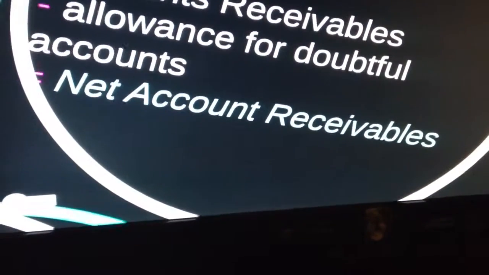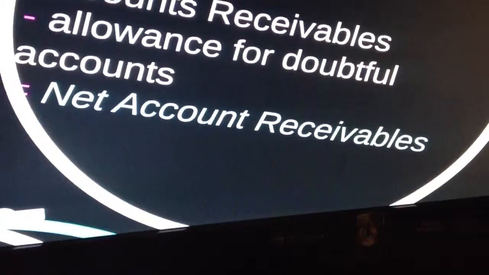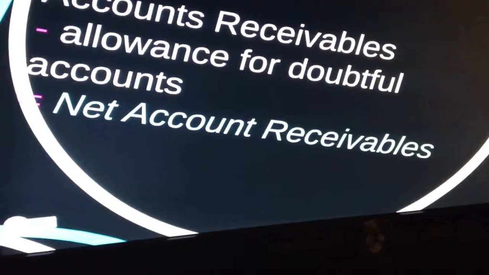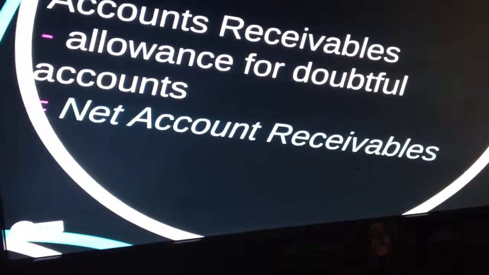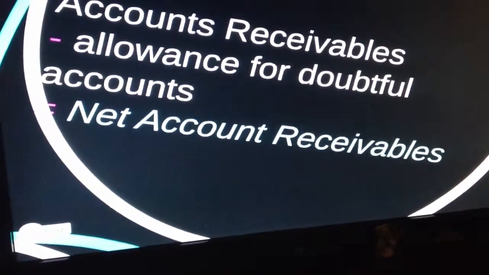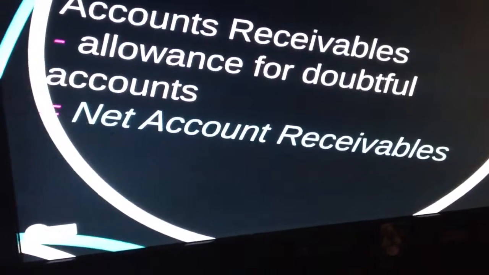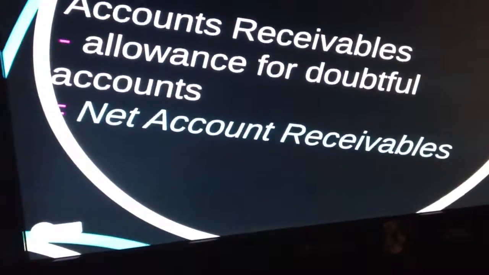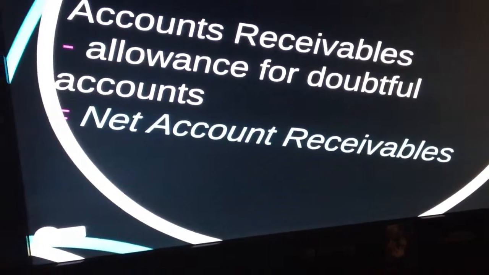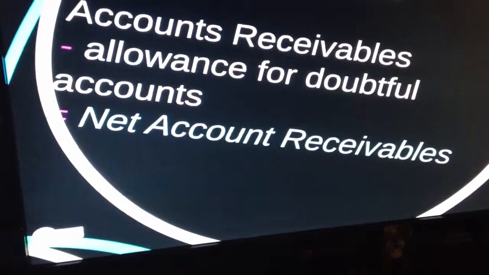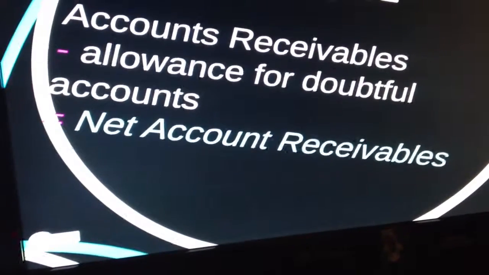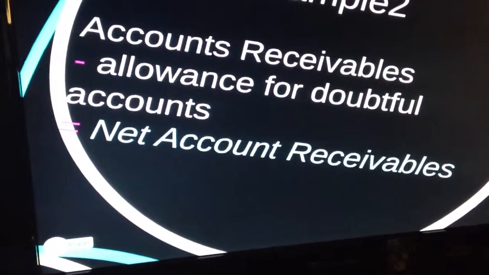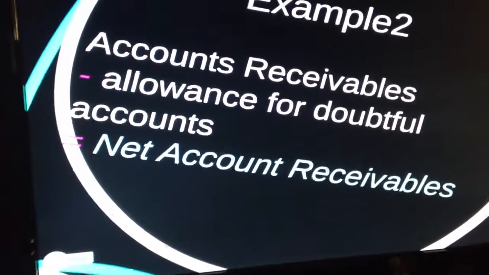All right, example 2, account receivables, minus allowance for doubtful accounts, which equals our net account receivables. So basically, this shows how much a company can expect to collect from its borrowers. Allowance for doubtful accounts, just to let you know, is also known as allowance for uncollectible accounts because it represents the total amount you do not expect to collect, because basically it's an estimate. You don't really know who won't pay you and how much they won't pay you.